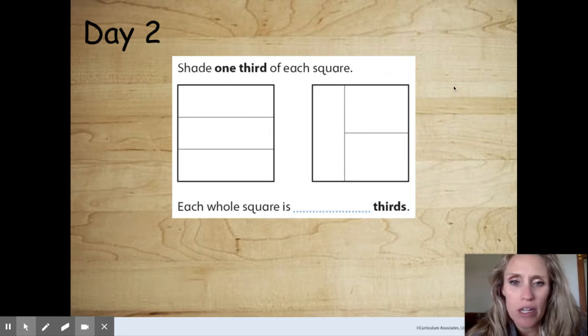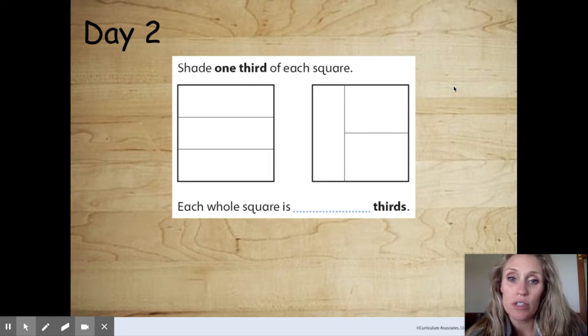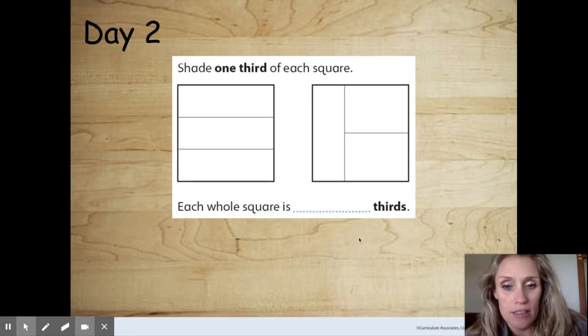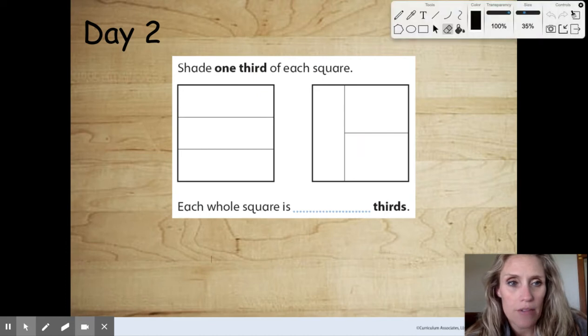Right now, I kind of want you to think about what that would look like. If you're at home and have a notebook or something, you could even try to draw these two squares in and see how you would shade it. Draw the two different squares, and what would 1/3 of each of those look like? I'm going to go ahead and get my tools out.